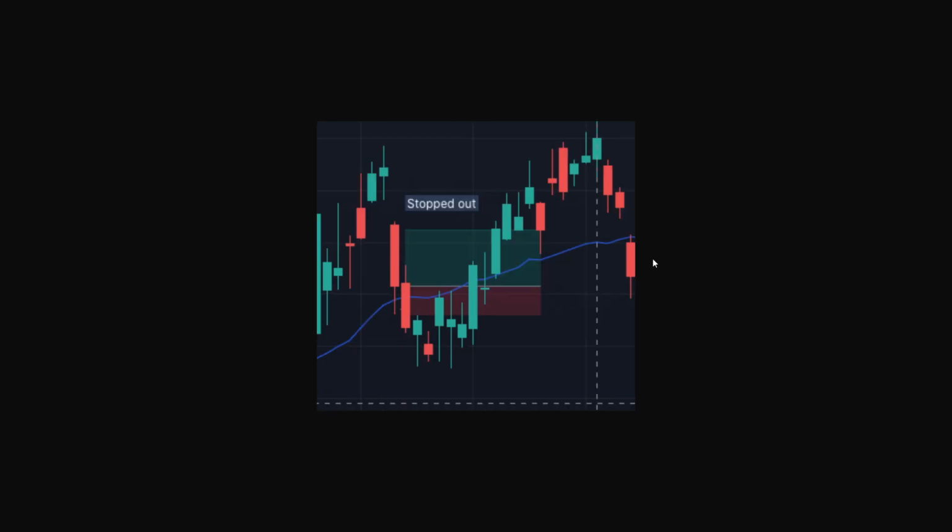So let's just close that one out. Let's take a look at this one as well. In this case, we've got some period where the moving average has a positive slope.